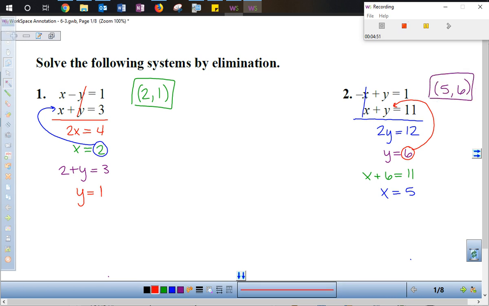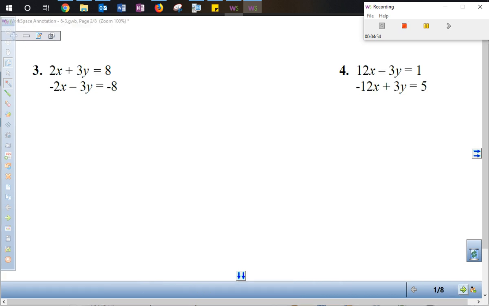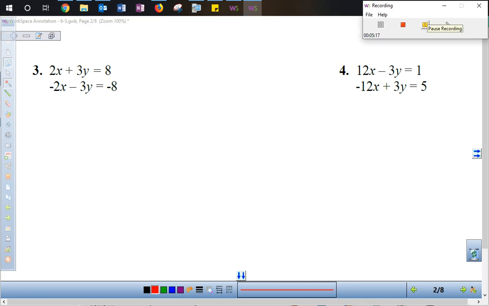Alright, on number 3, I want to first make sure everything is lined up and good to go. So x's on top of x's, y's on top of y's, equal signs on top of equal signs, and constants on top of constants. Now, I want to ensure that they will eliminate when I add them together. So if I look at just the x's first, they have the same coefficients, they're both 2. One's positive and one's negative, so that means when I add them together they will go away.